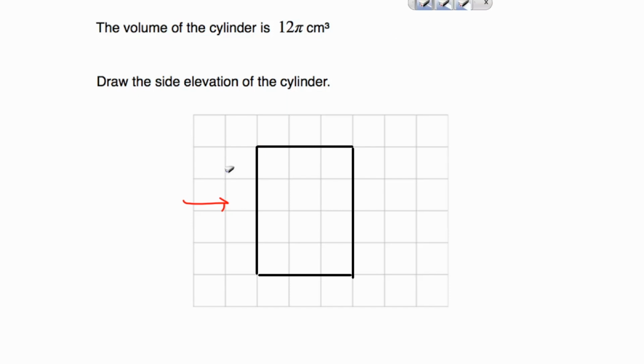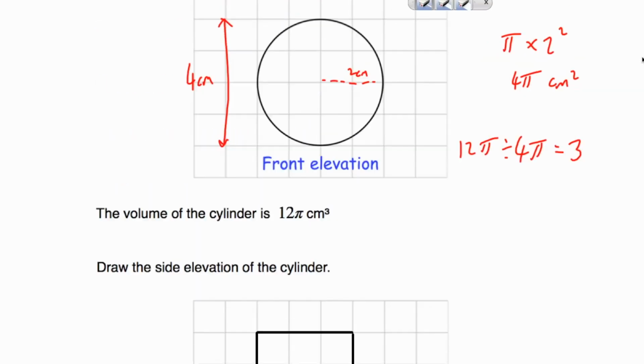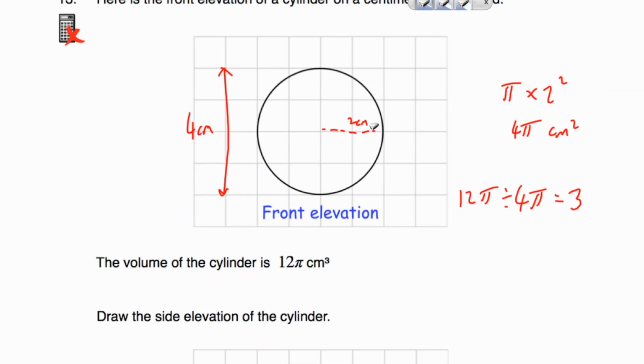So if we have a look at our front elevation again, we have got a circle. It has got a radius of 2 centimeters. 2 squared is 4, so that's going to be 4 pi centimeters squared for the area of the circle. If we times that by how deep the cylinder is, which is 3 centimeters, we get our 12 pi, which is our volume, 12 pi centimeters cubed. So this cylinder has got a diameter of 4 centimeters and a depth of 3 centimeters. If we now look at the cylinder from the side, we will see a rectangle. The height of that rectangle will be 4 centimeters and the width, how far it goes back, is 3 centimeters. And that's what we've drawn.